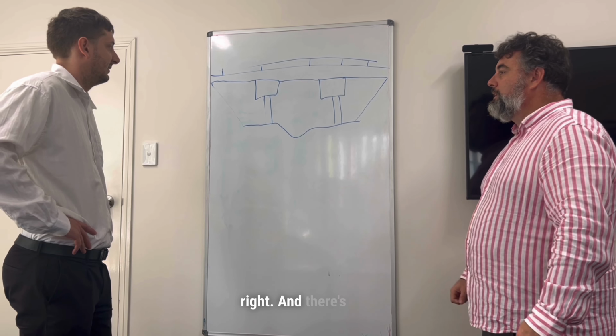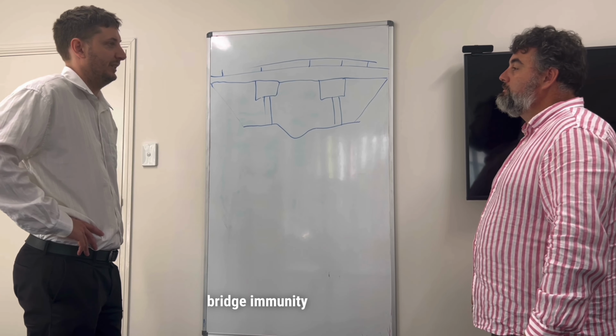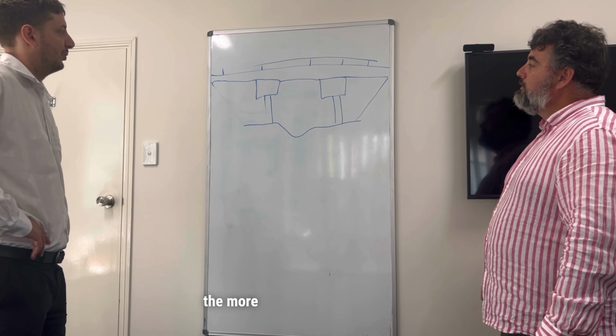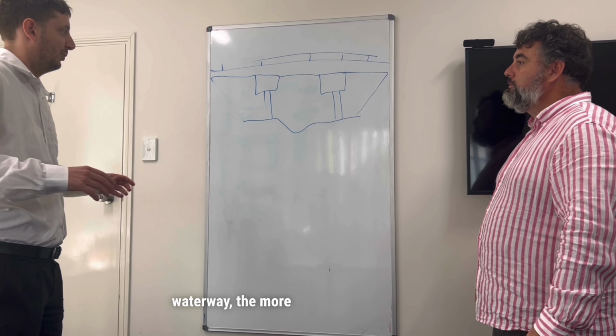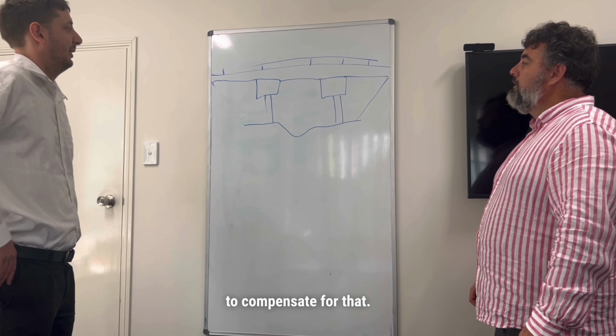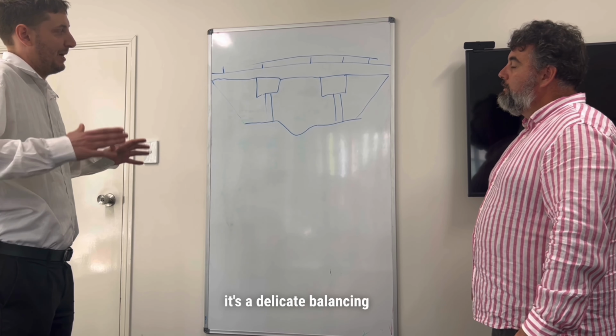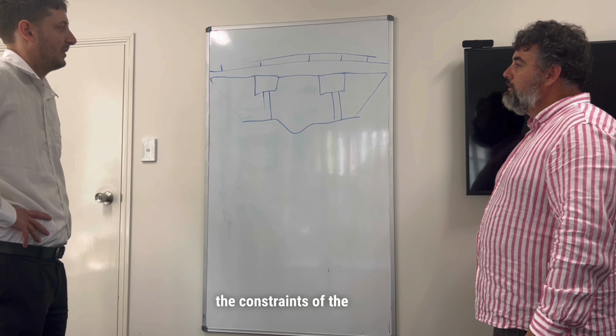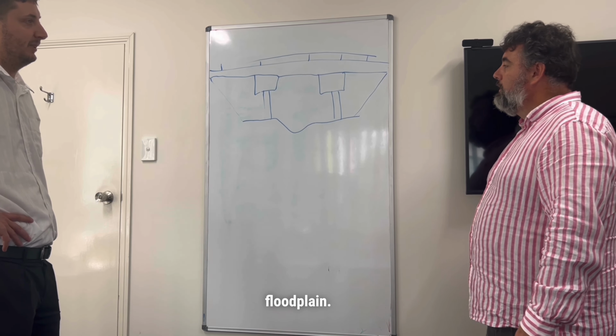Exactly right, and there's also bridge immunity requirements to consider. Obviously the more constricted we make the waterway, the more that pushes up the flood level, and the higher the bridge has to go again to compensate for that. So it's a delicate balancing act to try and fit within the constraints of the specific floodplain.